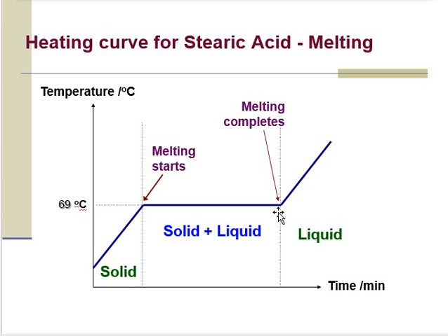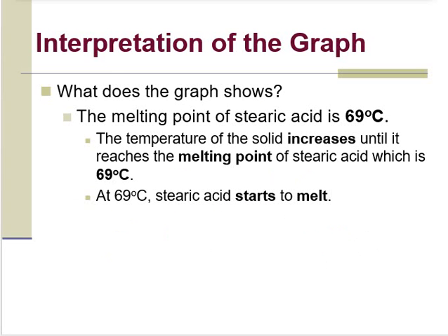Before that, from 25 degrees all the way to 69 degrees, your stearic acid will exist in the solid state. Once the melting starts at 69 degrees, the temperature will remain constant and it will exist in a solid and liquid state until all the stearic acid has melted. After that, only after that, will the temperature continue to increase. And of course, all your stearic acid now will exist in the liquid state.